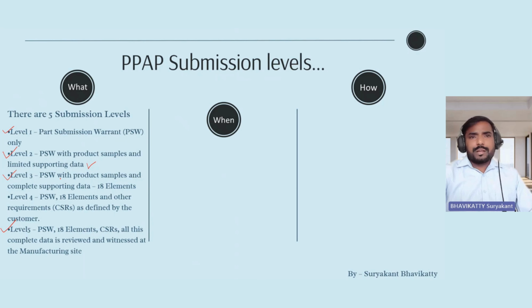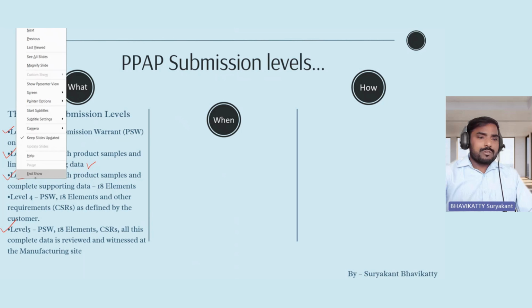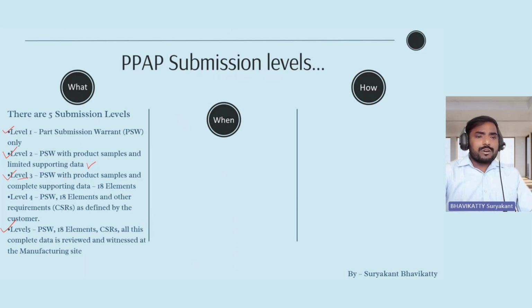So basically, when someone says we follow the default level PPAP, it means they are following the level 3 PPAP. So it's a default level. In this, the PSW with product samples will be there, and all the complete supporting data, like the 18 elements of PPAP. This default level can also be sent, these documents can be sent to the customer through emails, and the customer can give the approval through email.